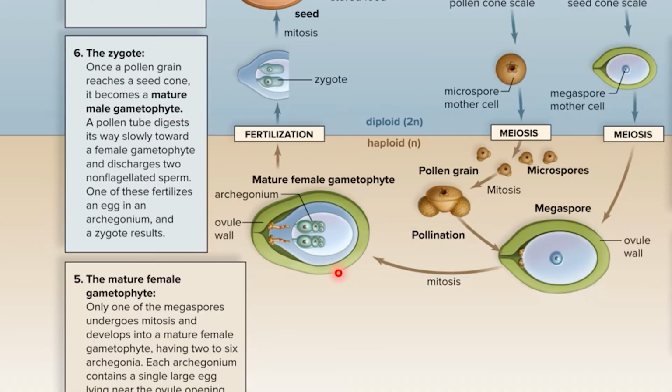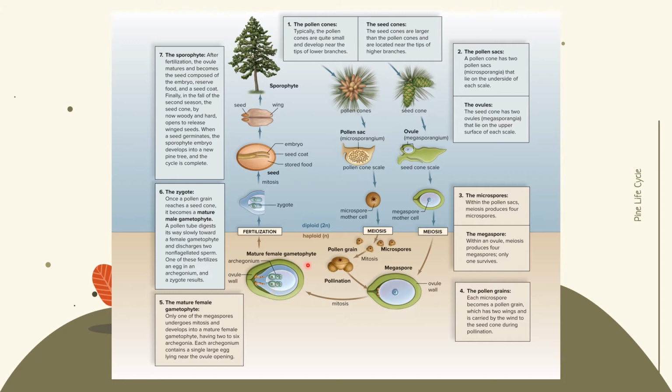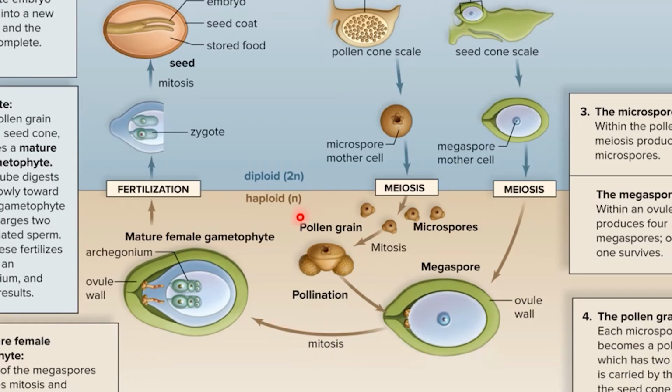A mature female gametophyte will contain 2 to 6 archegonia, and each archegonium will have a large egg cell. Since we have the mature female gametophyte and the pollen grain, the next step is pollination. Pollination occurs when the pollen grain reaches the megaspore. The pollen grains are dispersed by wind. Once the pollen grain reaches the megaspore, it will become a mature male gametophyte.